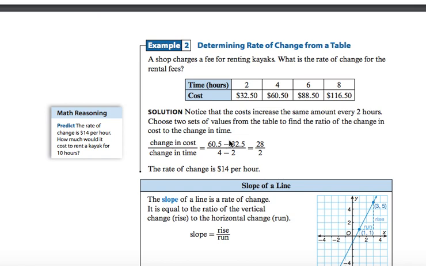You set it up as this rate of change fraction, in which you've got your y variables in the numerator, your x variables in the denominator, and you then subtract in those categories. 60.5 minus 32.5 is 28, 4 minus 2 is 2, 28 divided by 2 is $14. Every hour it costs you $14 more when you're renting something in this case.